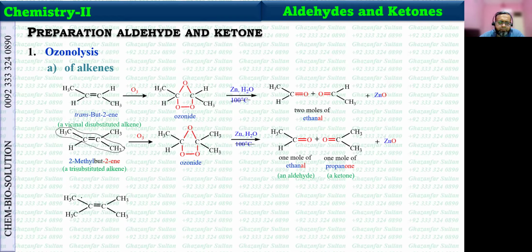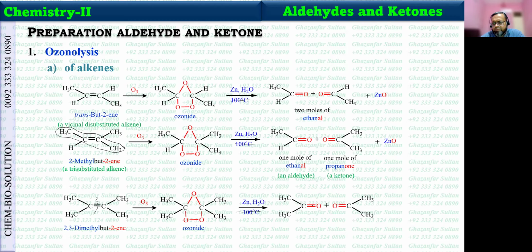Now, if both of them, again, it is symmetrical, but both of them have no hydrogen. Both the olefinic carbons have no hydrogen. So that's why when it is broken here, this carbonyl carbon would have alkyl groups on both sides. So the product would be a ketone, and this 2,3-dimethyl-butene gives first the ozonoid. Then in the second step, it gives 2 moles of propanone. Now see the next one.